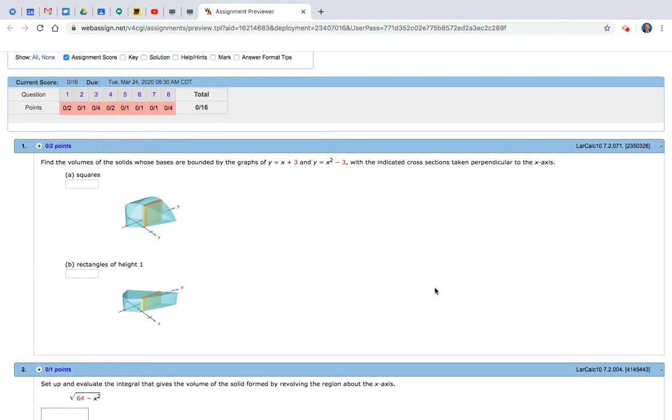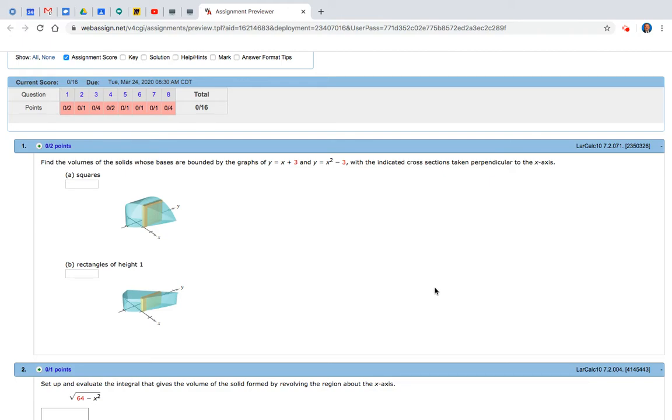So let's go ahead and write down our equations for number one. The first one we have that I will write in red is y equals x plus 3, okay? And then in blue, I have y is equal to x squared minus 3. And it's perpendicular to the x-axis, which we could also write as parallel to the y-axis. So perpendicular to the x is parallel to the y-axis.